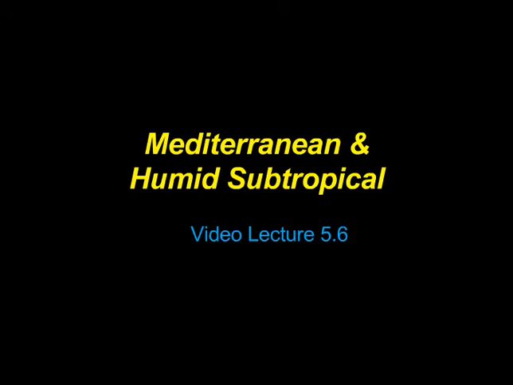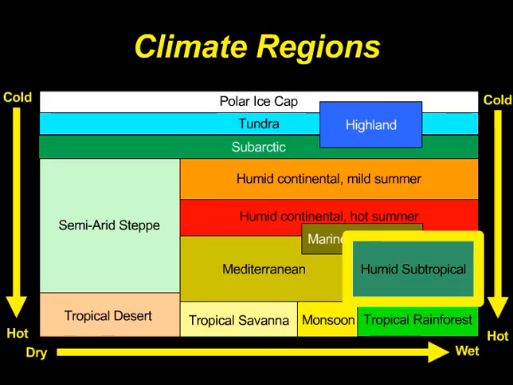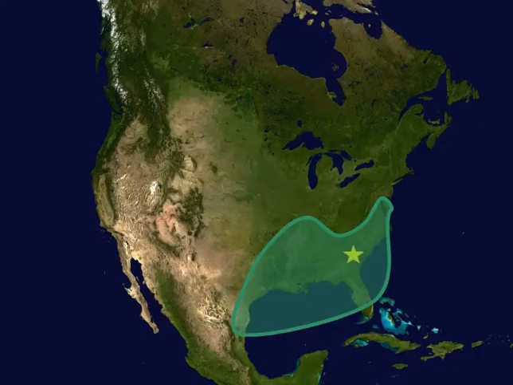Now in video lecture 5.6 we'll look at two different climate regions, Mediterranean and humid subtropical. We can see that the humid subtropical is right next to the Mediterranean in terms of both being warmer, so latitudinally these are going to be closer to the equator than the following ones we're going to look at. However, you can see the difference between the humid subtropical versus the Mediterranean is the humid subtropical is a bit wetter. In the United States, it's our southeast coast, which is overwhelmingly a humid subtropical climate.